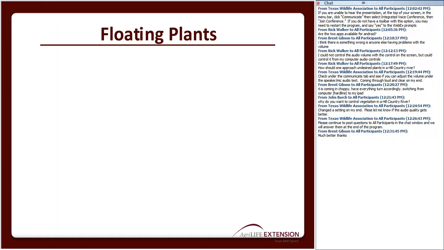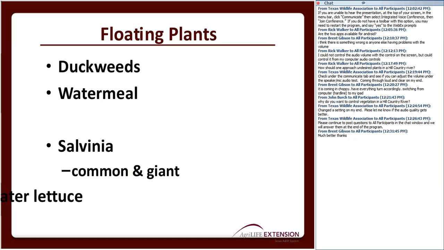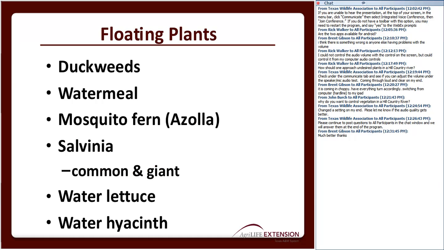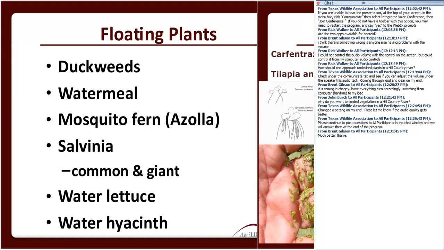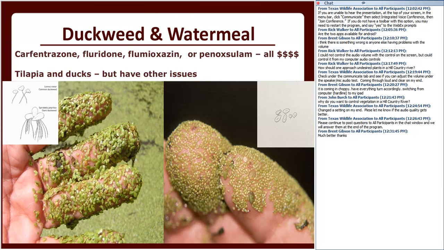Moving on to our next category here, floating plants. I apologize, I thought I did away with all these animations, so I will click through them quickly. Some of the species we're going to cover today include the duckweeds, watermeal, Azolla, salvinia, water lettuce, and water hyacinth. First, let's start off with our duckweed and watermeal.